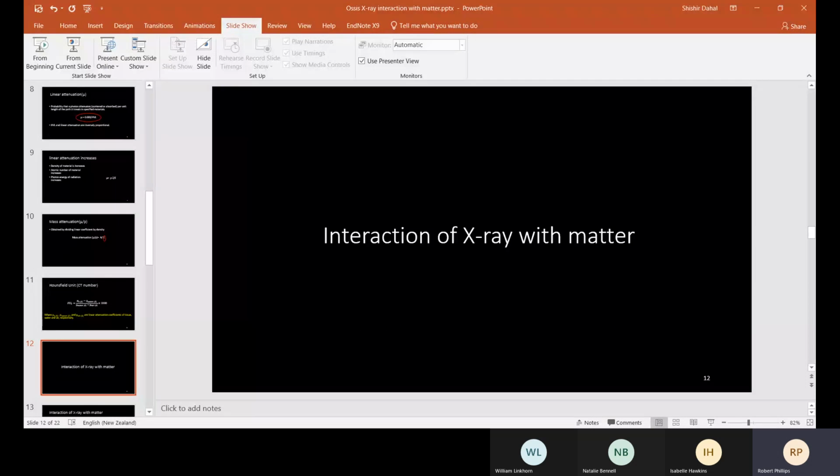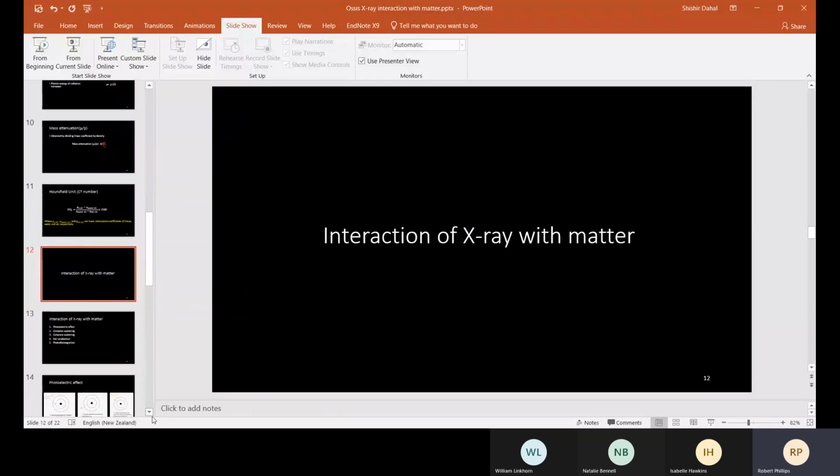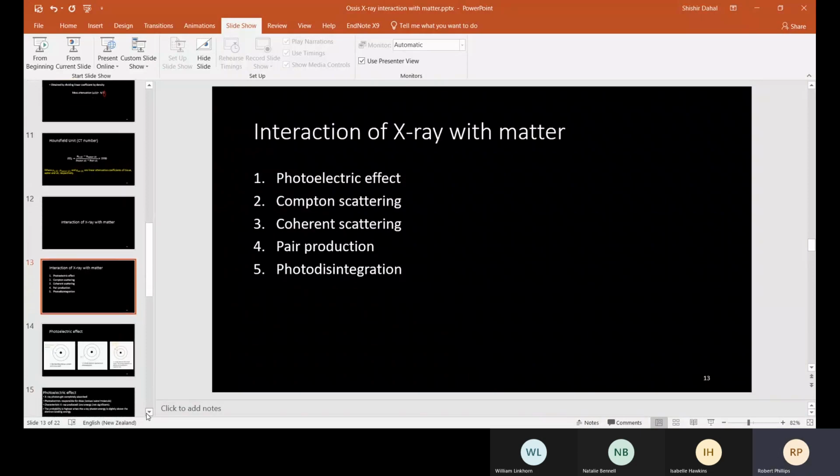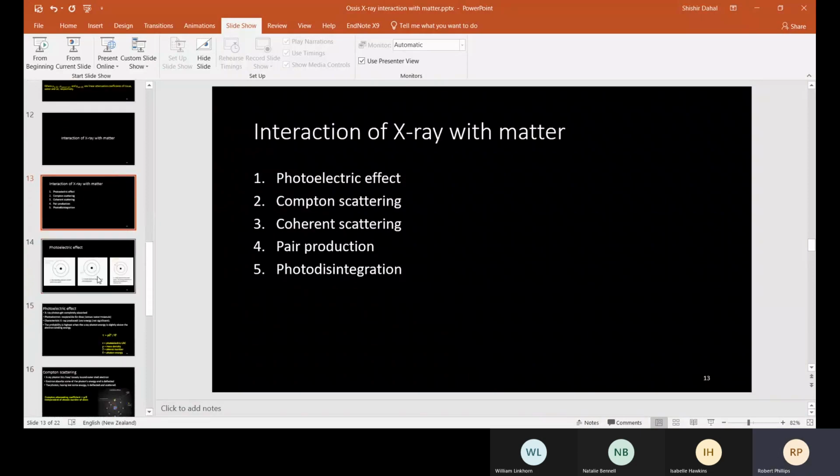So, interaction of X-ray with matter. Now I'm going to a more molecular or microscopic level. So what happens there? There are 5 different types of interaction that can occur with matter. First is the photoelectric effect. Second is Compton scattering. Third is coherent or elastic scattering. Fourth is pair production, and fifth is photodisintegration. I'll talk about each of them individually. So let's start with the photoelectric effect.